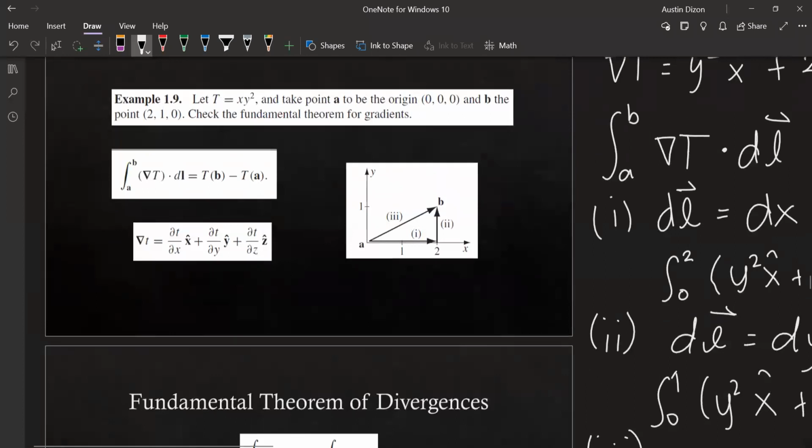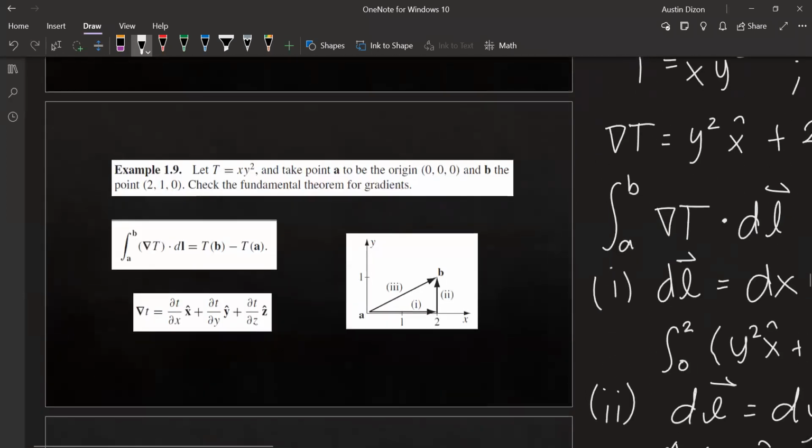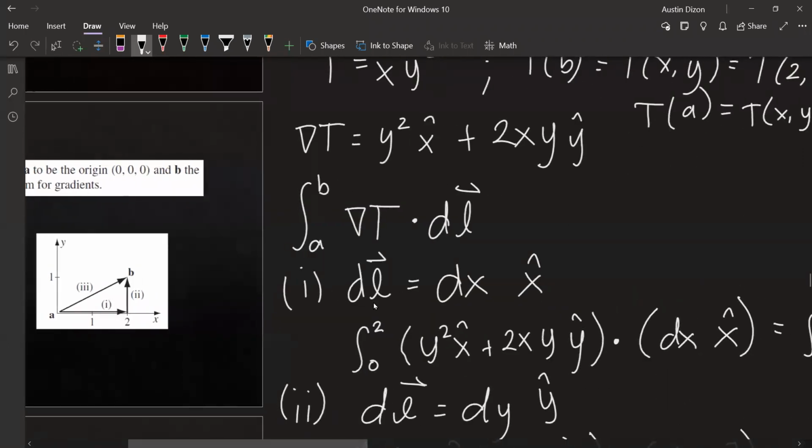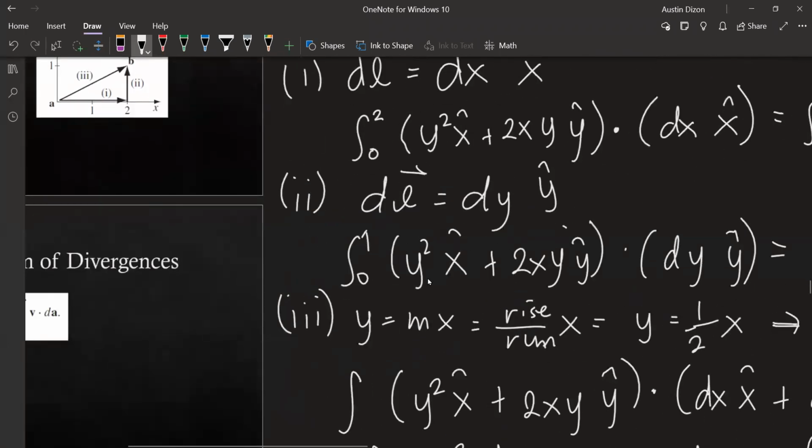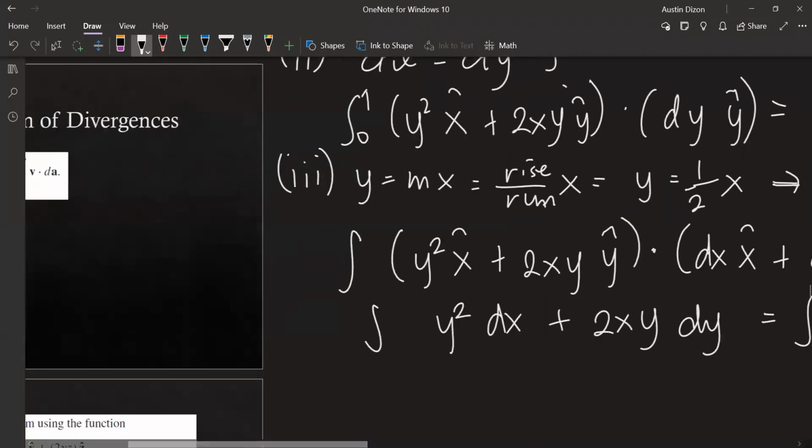So yung DL mo, kailangan mo siya laging i-transform as, kung saan mo dadaanan, dx x hat, dy y hat, and so on and so forth.